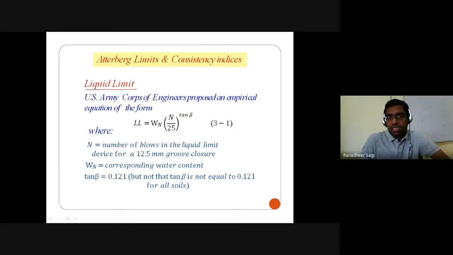Even in this empirical relation, we are once again referring to Casagrande's testing apparatus. But we are not going to conduct the test a minimum of 3 to 4 times to plot a graph for determining the liquid limit corresponding to exactly 25 blows. Rather, by conducting Casagrande's test once, we can make use of this empirical relation to find the tentative liquid limit value of that particular soil.